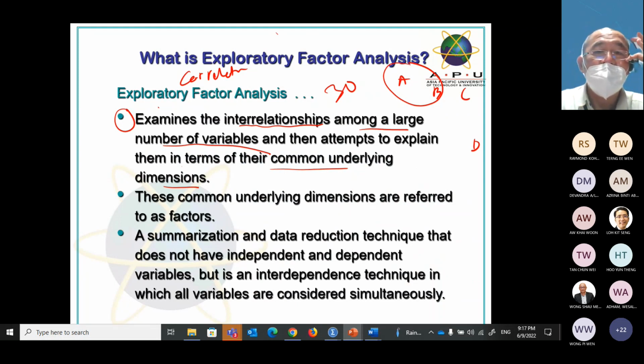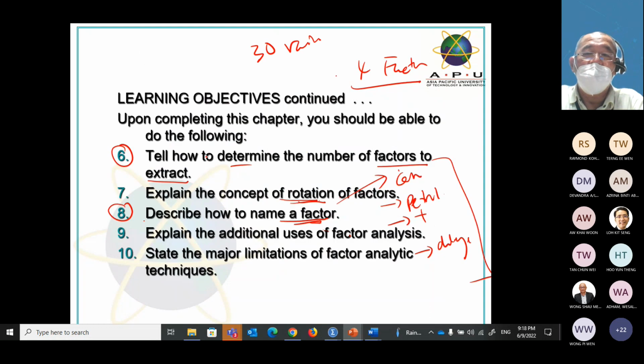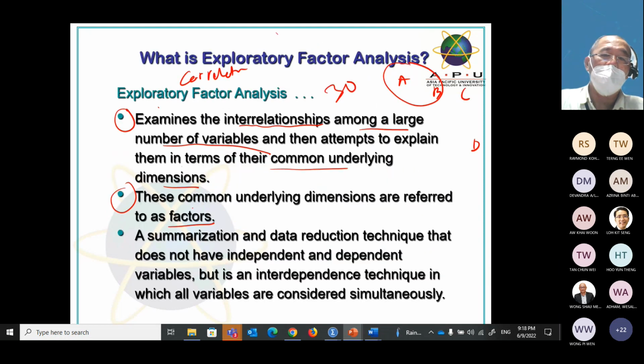These common underlying dimensions we call factors. Therefore this chapter is factor analysis. Looks like different things, but actually all are under transport. Therefore it is easier for us to analyze, or maybe for HR to do some analysis and so on and so forth. It's a data reduction or variable reduction technique.